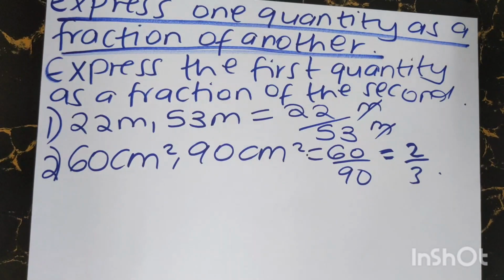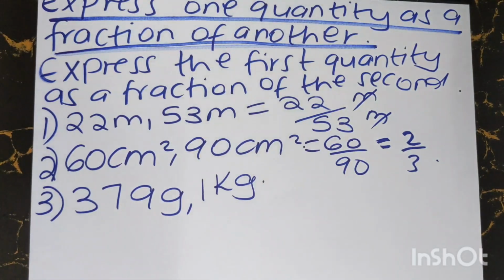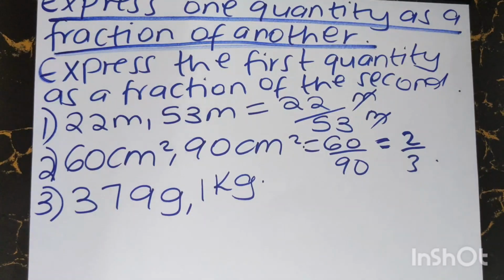Moving on swiftly, let's go through one last example: 379 grams and 1 kg. So do these two quantities have the same units? Absolutely not. The first quantity is in grams and the second quantity is in kilograms. So here I recommend that you convert the second quantity, which is in kilograms, to grams, so that you can avoid getting decimals, okay?